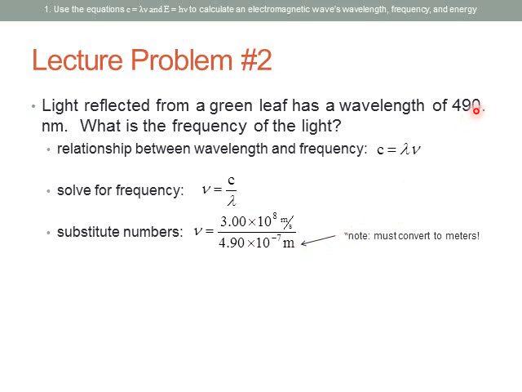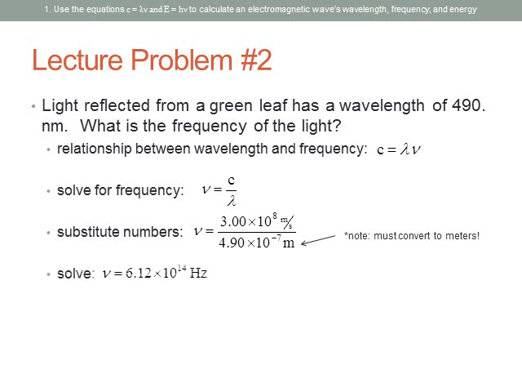Okay, we can't leave it as 490 nanometers because that's not going to cancel with the meters and the meters per second. So we want to convert that to meters. So that's 4.90 times 10 to the negative 7th meters. Might want to go back and review some SI conversions.